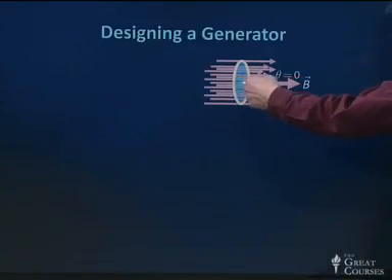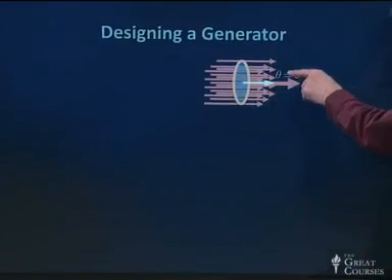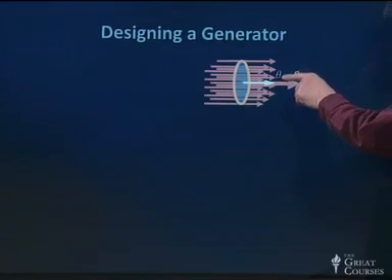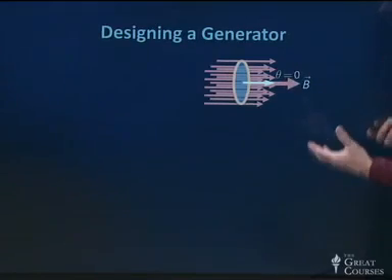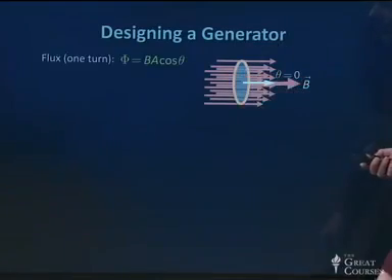The wire loop is initially oriented so its perpendicular is here to the right, same direction as the magnetic field. The angle between them is zero. I'm going to call that angle theta. And we're interested in what's happening to the magnetic flux as time goes on. This loop is going to rotate.